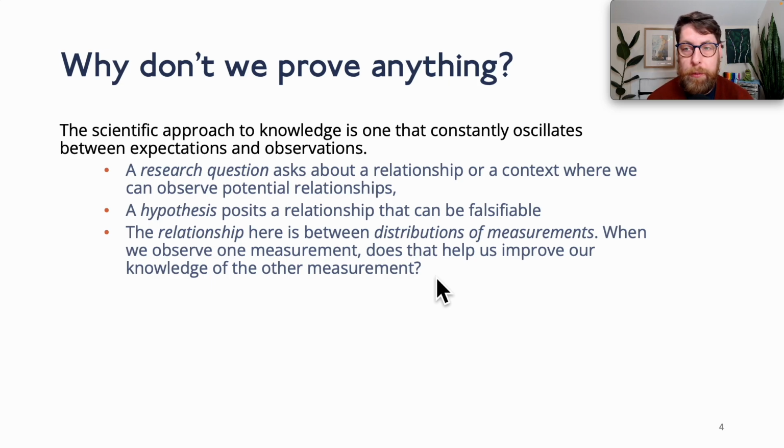Now, just to note here, when I'm talking about a relationship in this sense, we're talking about a relationship between a distribution of measurements. When we observe one measurement, does that help us improve our knowledge of the other measurement? If we know something about one thing, does that help us know something about something else? If it does, we would say they're related. That's not to say one causes the other. We tend not to focus on one thing causing something else.